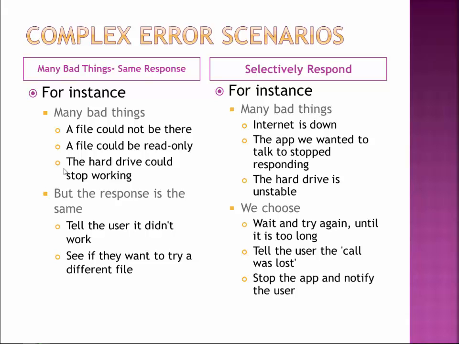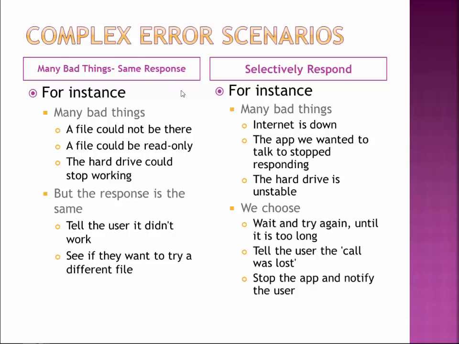So if the internet is down, maybe we try again every 10 seconds until a minute goes by, and then we pop up an error message saying, looks like your internet connection's down. Then we keep trying, even if it's down, until we get reconnected. If the other app we're talking to stops responding, then maybe what we do is say, hey, the call was lost. Then give them the option to call again. Versus if the application's unstable, maybe we say, hey, we got to shut down. This is not working right because we don't want to screw anything up. And so we're just going to stop working.